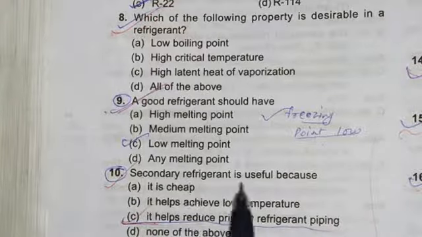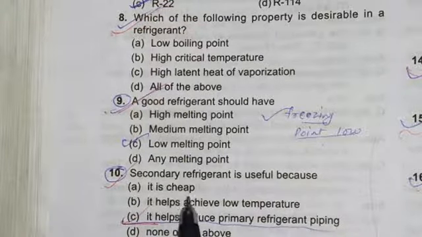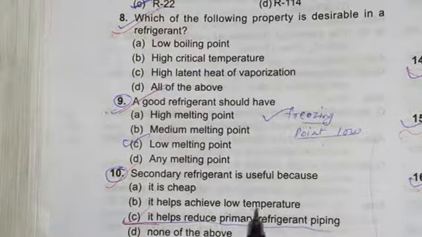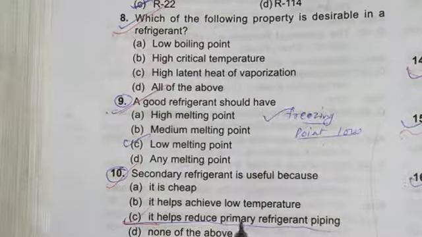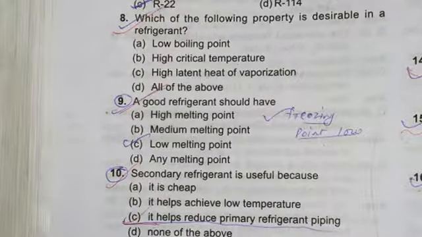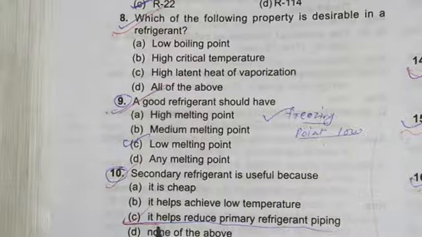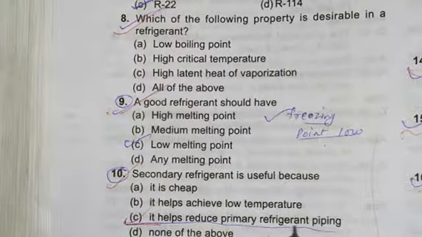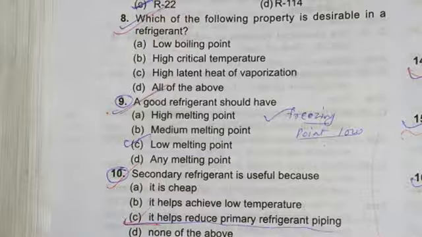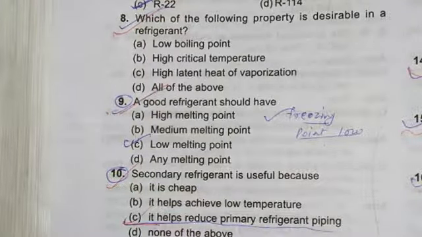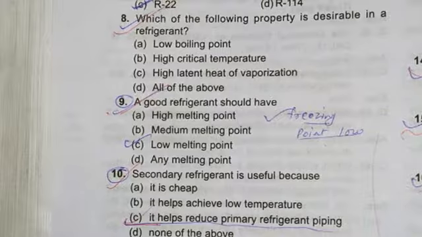Next, a secondary refrigerant is useful because it is cheap, it helps achieve low temperature, it helps reduce primary refrigerant piping, or none of the above. So option C is correct, it helps reduce primary refrigerant piping. Secondary refrigerants are water and air, and freons or HFCs are the primary refrigerants. So option C is correct.